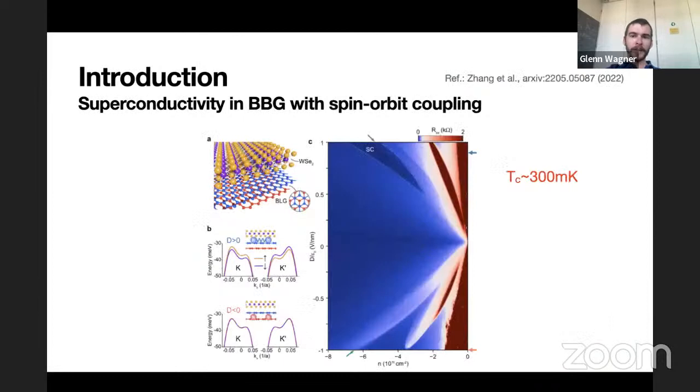Good. And finally, the next experiments that were done were, instead of applying a magnetic field to get superconductivity, something else you can do is you can add a substrate to this material. In this case, it's WSe2. And the point of this substrate is that it has some heavy elements and strong spin-orbit coupling, whereas we know that graphene has essentially zero spin-orbit coupling.